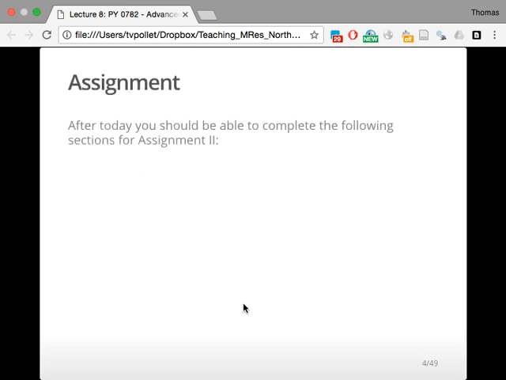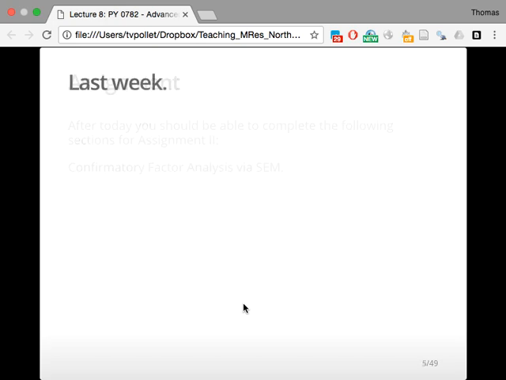So for the assignments, after today you should be able to complete the following sections for assignment 2. Not surprisingly, confirmatory factor analysis via SEM, which is a chunk in your assignment, and it also has a bit on measurement invariance, which we'll cover today.